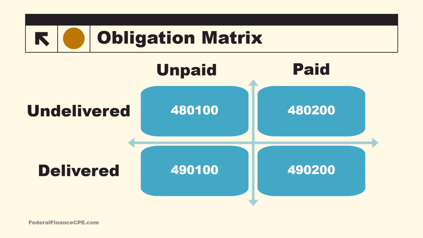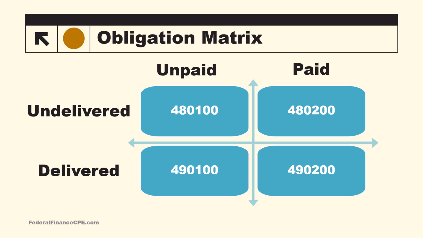Look how this matrix is organized. On the horizontal axis, we have unpaid versus paid. On the vertical axis, we have undelivered versus delivered. This creates 4 distinct combinations, which each has its own account number. On the top left, we have 480100. This represents obligations for which we have not received anything and haven't paid anything yet. Think of this as your starting point for almost all obligations. The top right is 4802, where we've paid but haven't yet received anything. This is less common, but think about situations where you might make a deposit or prepayment.